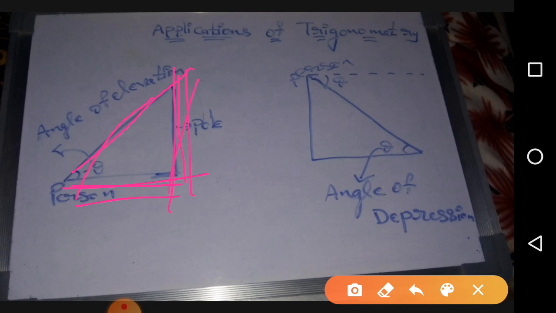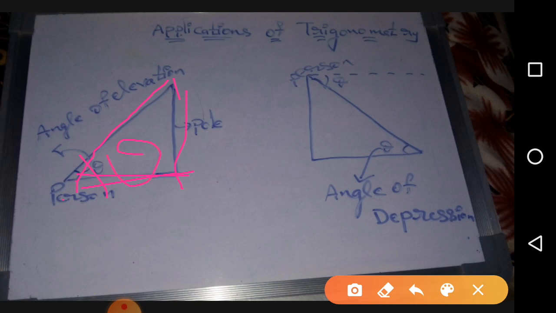So in this case, there is a person who is standing on the ground, and he is at some distance from the foot of the pole, and he is looking at the highest point of the pole. So this is the highest point. Thus, if a person looks upward towards something which is at height, we call it the angle of elevation. And this angle we call theta.